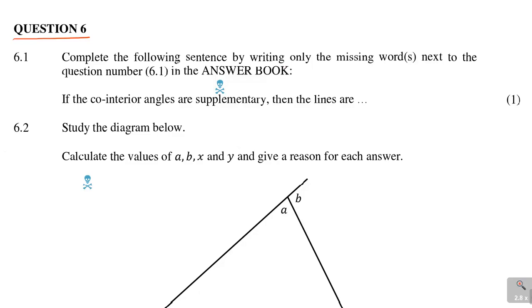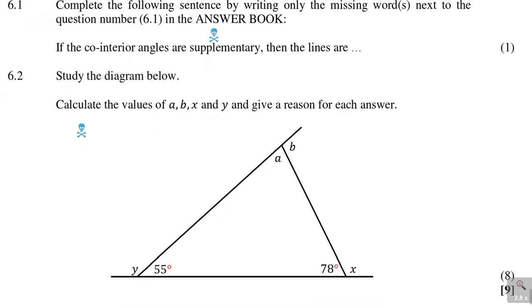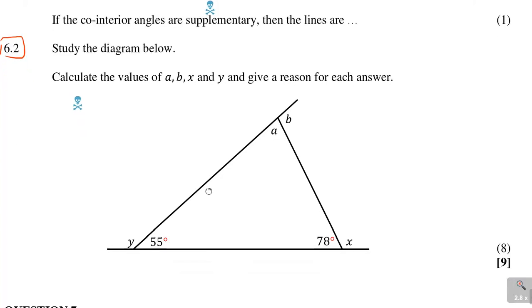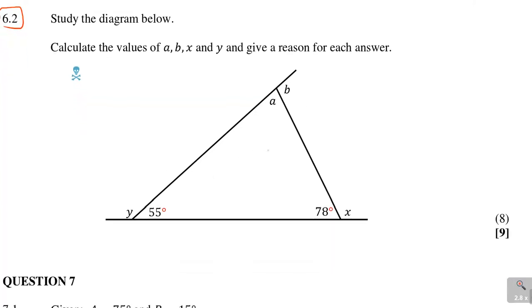Study the diagram below. Then 6.2 says calculate the value of a, b, x, and y and give a reason for each answer. So now let us look at this question. This was good marks, it was 8 marks. First things first, there are different ways you could have started. Let's focus on our y. This is a straight line, and you must know the sum of angles in a straight line adds up to 180.